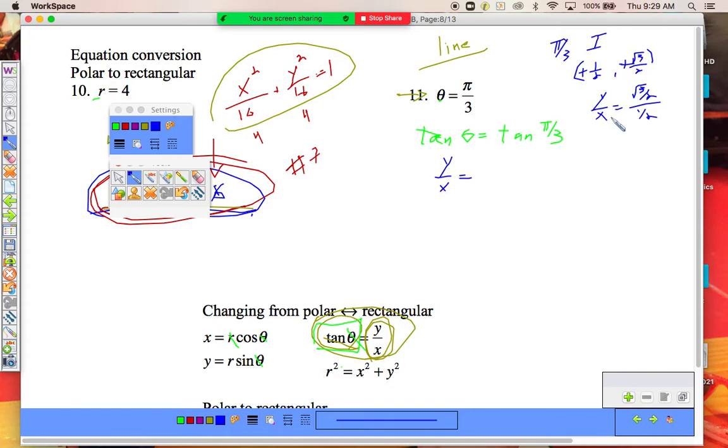So I'm going to think pi over 3 is in the first quadrant. Everything's positive in the first. Pi over 3 is my reference point, 1/2 comma square root of 3 over 2. So when I take the tangent, I'm going to put my y over my x. I get square root of 3 over 2 divided by 1/2. Instead of dividing by a fraction, I'm going to multiply by the reciprocal. Keep, change, flip. And I get the tangent of pi over 3 to be square root of 3.